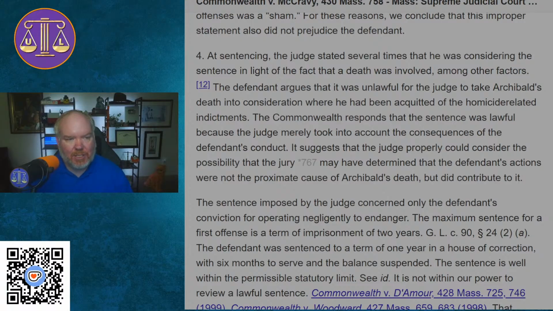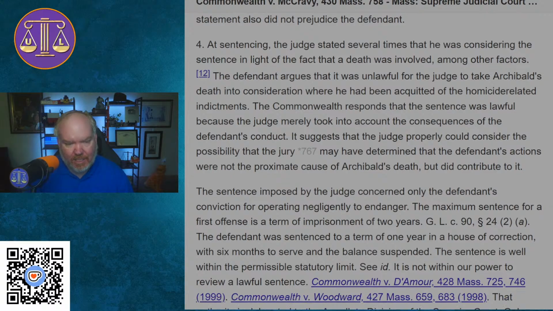At sentencing, the judge stated several times he was considering the sentence in light of the fact that death was involved among other factors. Defendant argues it is unlawful for the judge to take Archibald's death into consideration when he had been acquitted of the homicide-related indictment. The Commonwealth responds the sentence was lawful because the judge merely took into account the consequences of defendant's conduct. It suggests the judge properly could consider the possibility the jury may have determined the defendant's actions were not the proximate cause of death, but did contribute to it.